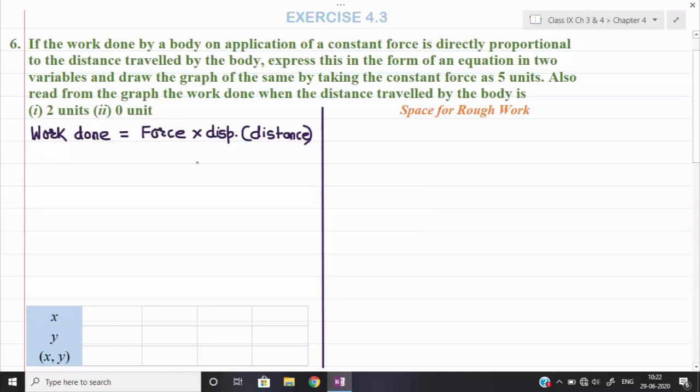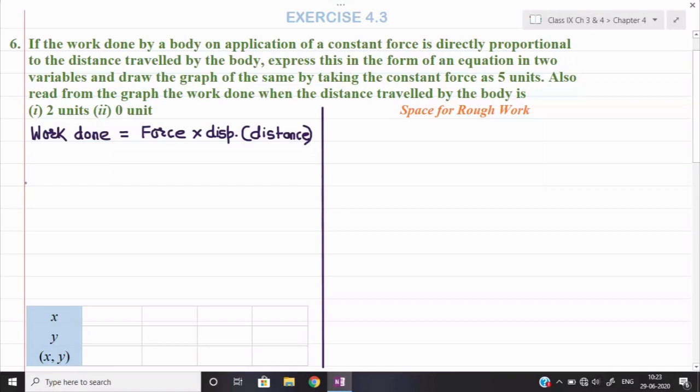Now see what they are saying further. Express this in the form of a linear equation in two variables and draw the graph of the same by taking the constant force as 5 units. Meaning the value of force given here is 5 units. Then we have to write down the equation, and then a further part is also given. This further part we shall discuss later.